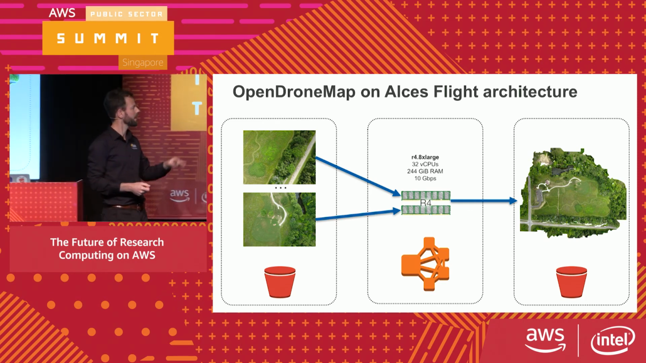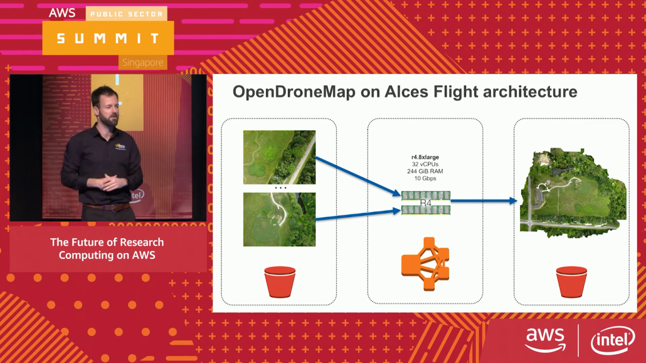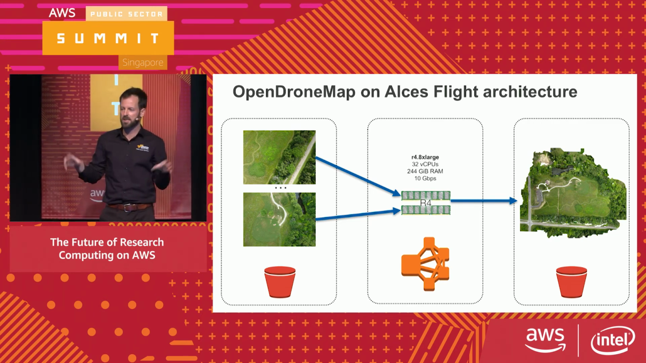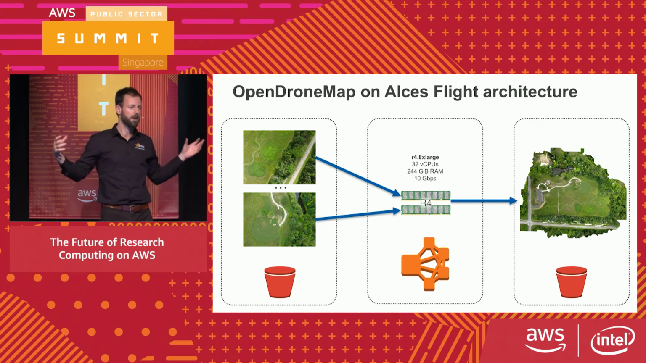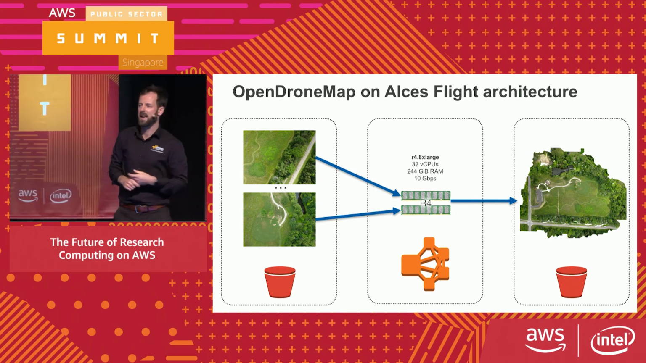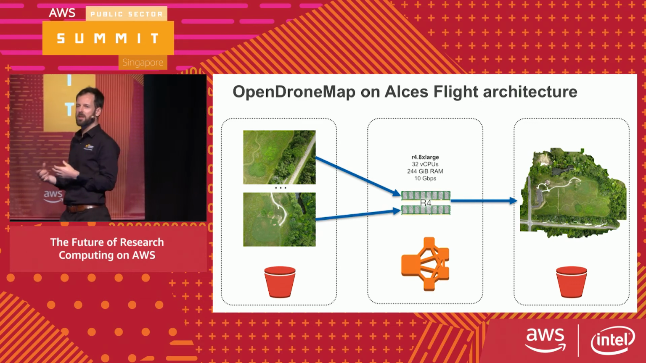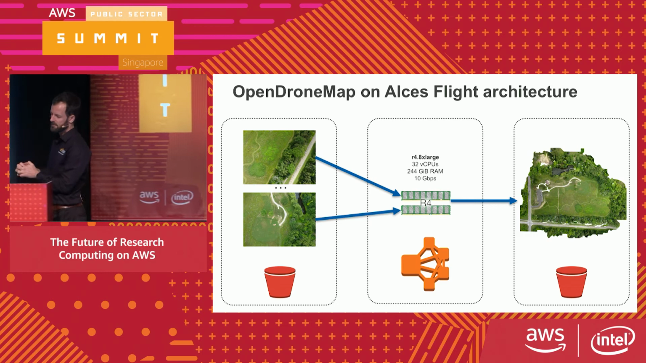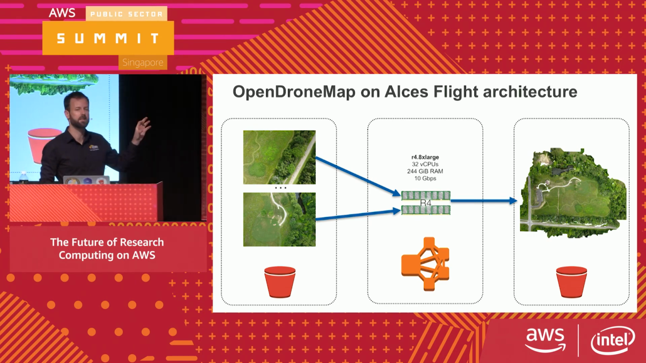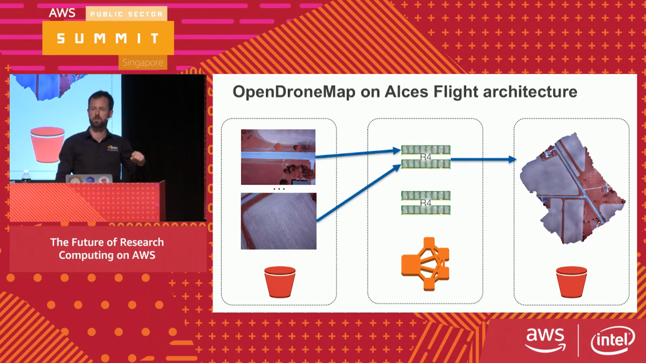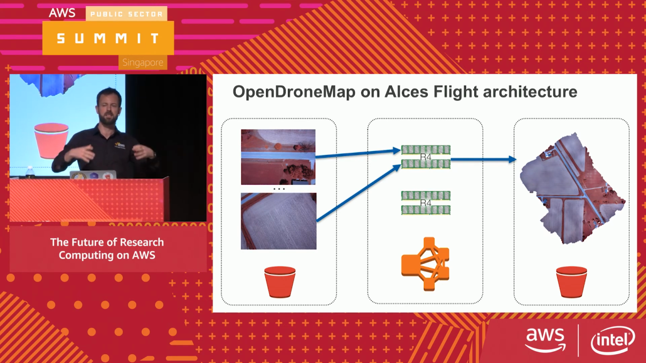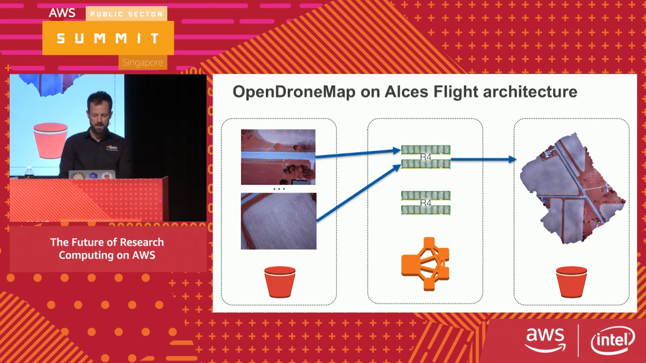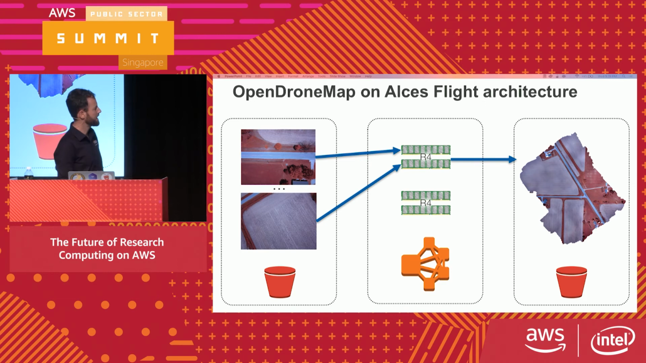And what OpenDroneMap does, for those of you that aren't familiar, is let us take lots of different disparate images of an area, build a mosaic out of those, and auto-rectify them, and then it also generates a point cloud as well, based off the imagery that we've supplied to it. And so what we can do with Alces Flight is we can send one job to one node, send another job to another node, and we can scale in a pleasing, embarrassingly parallel fashion across multiple nodes. So what we'll do is we'll get back to our cluster and we'll actually look at it.